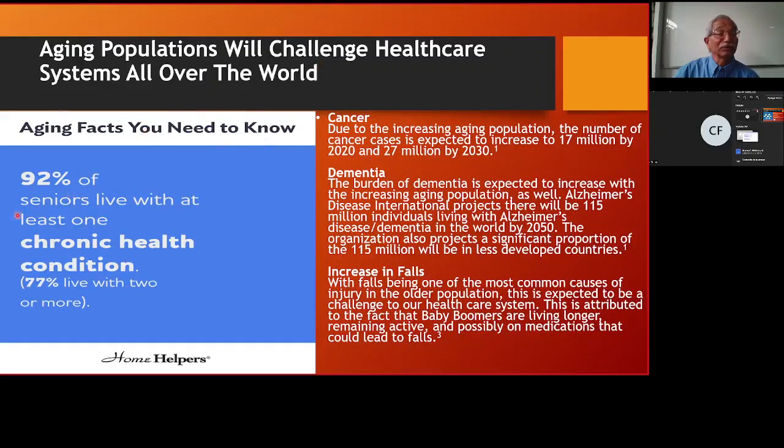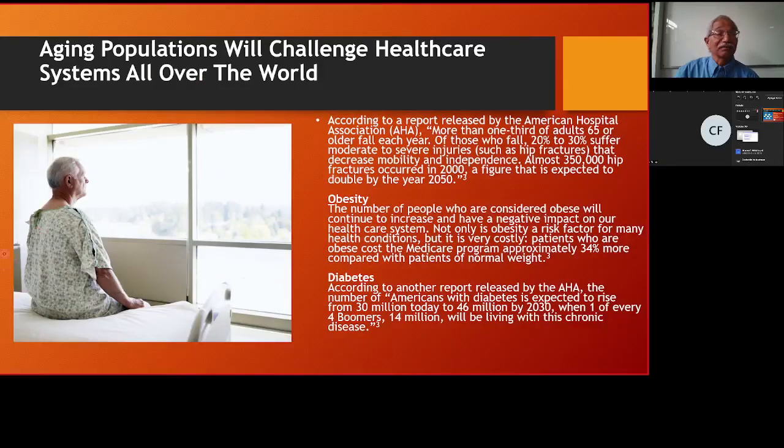So the aging facts you need to know are that 92% of seniors live with at least one chronic disease condition, and 77% live with one or more disease conditions. Cancer is increasing because people are living longer. Dementia is increasing. Increase in falls is a common thing. These are some of the challenges healthcare is facing. Depression is another; they just keep staring into the sky, and they don't know whether they are eating or not eating, so they suffer from malnutrition, and malnutrition leads to another health challenge. And obesity, diabetes, we have discussed these challenges earlier.